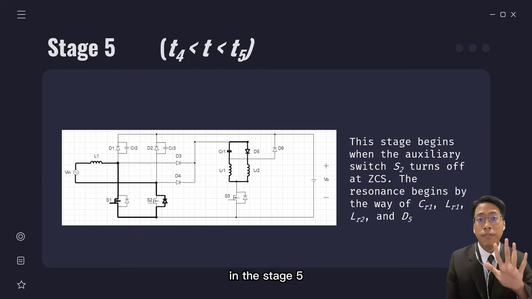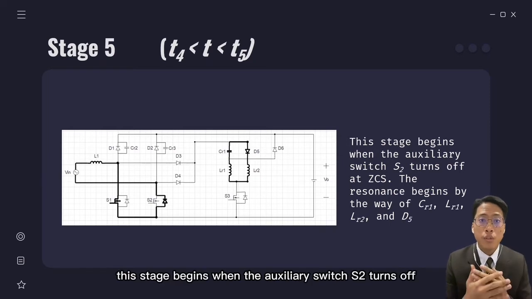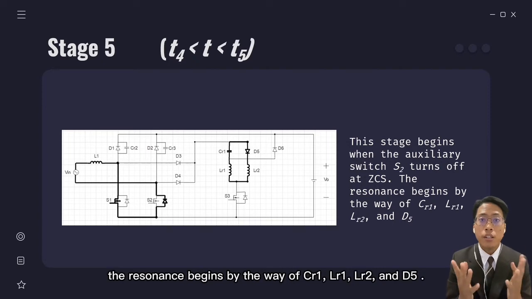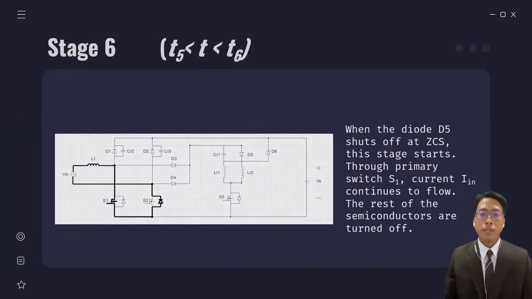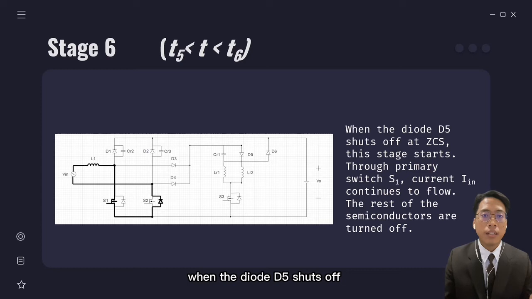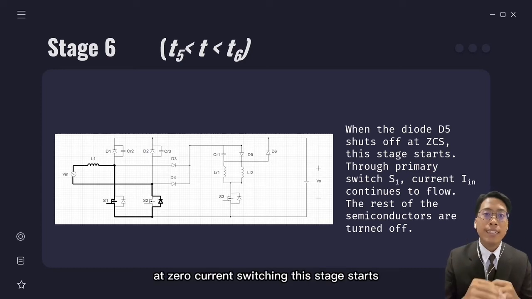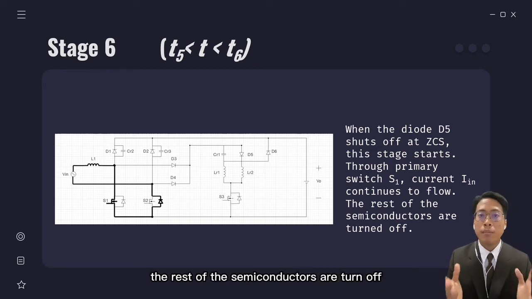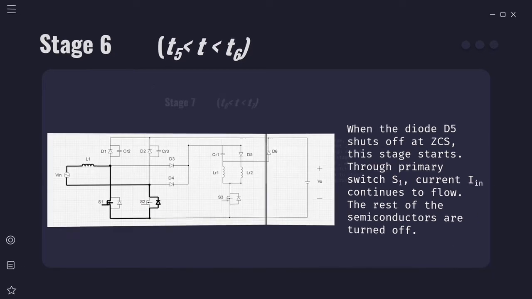In stage 5, this stage begins when the auxiliary switch S2 turns off at zero current switching. The resonance begins by way of CR1, LR1, LR2, and D5. After that, stage 6 starts when the diode D5 shuts off at zero current switching. Through primary switch S1, current Iin continues to flow. The rest of the semiconductors are turned off.